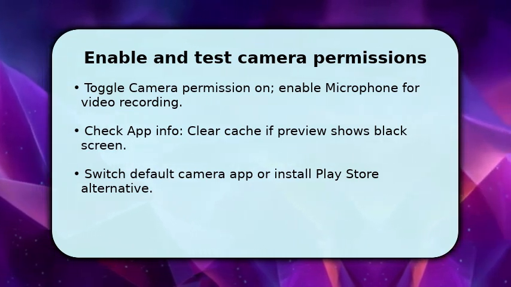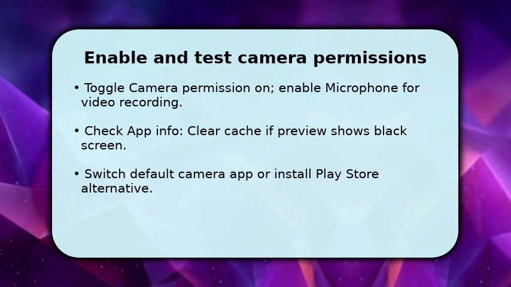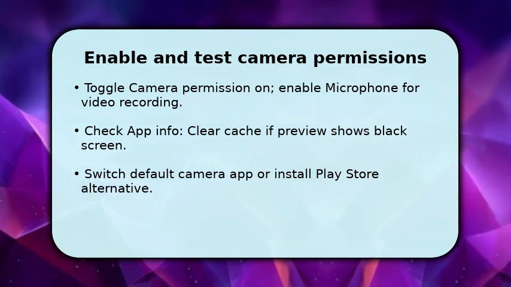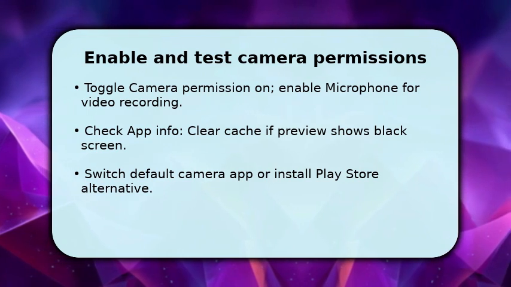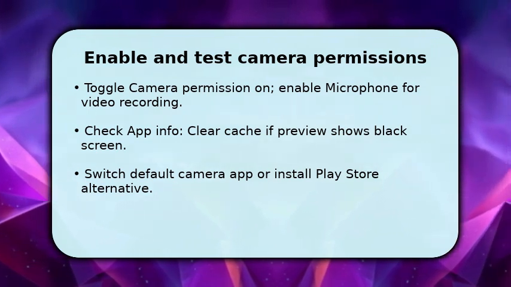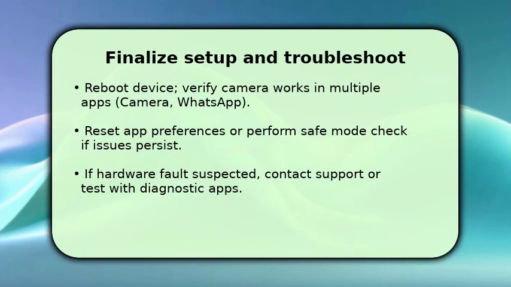If the system app remains blocked, set a different default camera app or install a trusted alternative from Play Store and repeat permission grants. Make sure to reboot if you finish by solidifying the setup and handling common failures.